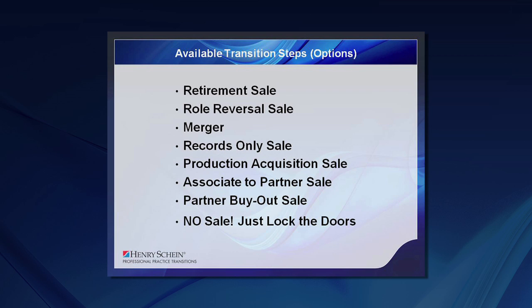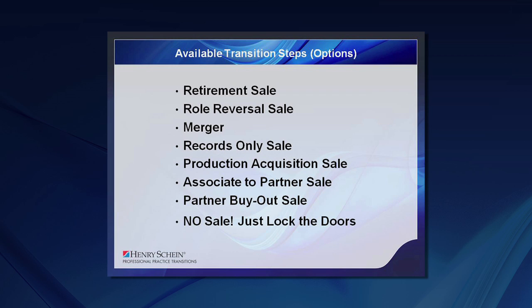There are about 20 different ways to transfer ownership equity in a dental practice. The most popular ones include a total practice retirement sale, a role reversal sale that begins with an associate and ends with the seller as an associate, a practice merger, a records-only sale or records sale using a production acquisition, and the associate to partner or partner buyout sale. And for some doctors, they may just work a couple of extra years to realize the additional operational revenue they would have received instead of sale proceeds and then simply close the practice without a sale.